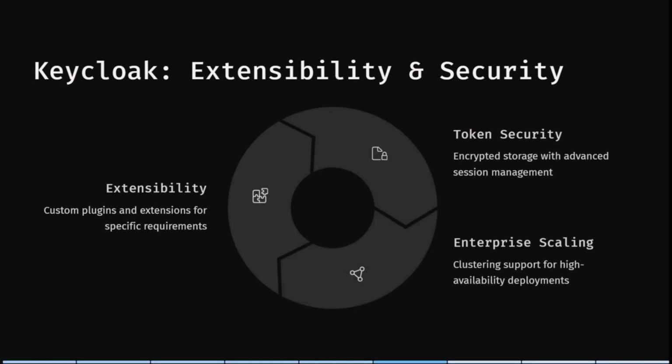Keycloak also offers extensibility and security. So you get custom plugins and extensions for specific requirements. It has encrypted storage with advanced session management, and it's got clustering support, which gives you a high availability deployment.